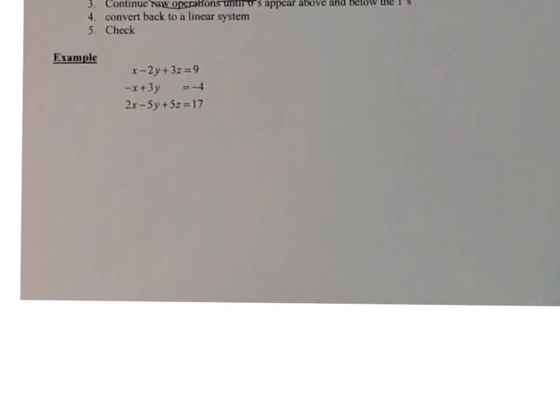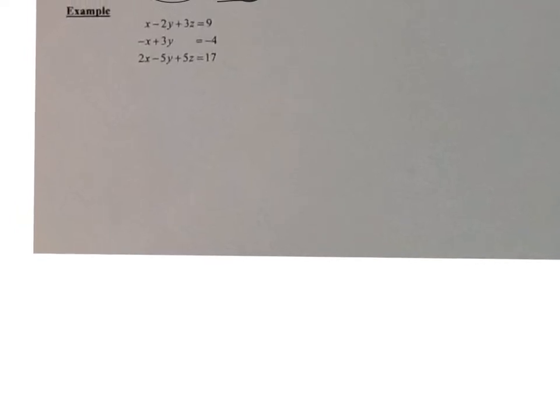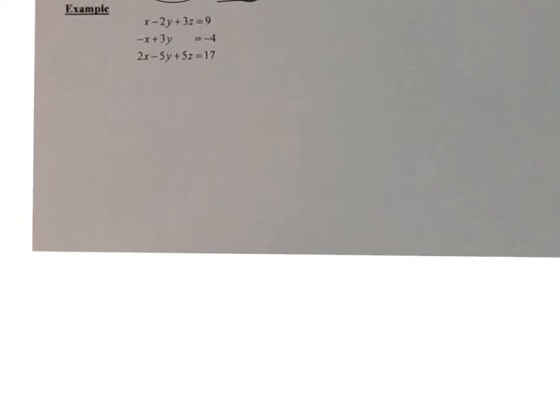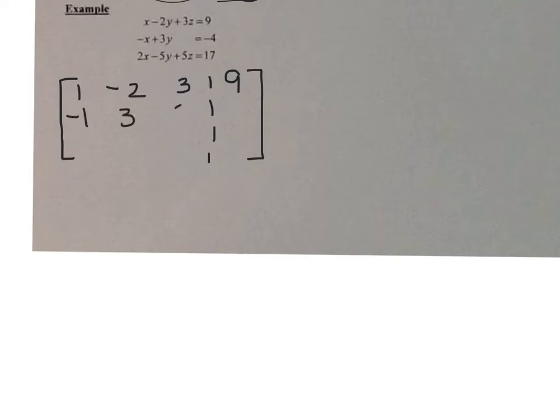All right, so the first thing we're going to do is put this system in matrix form. Okay, so we have set up our matrix. 1, -2, 3, and for our equals, 9. And then we have -1, 3. Make sure you plug in that 0 for the z. -4, 2, -5, 5, 17.